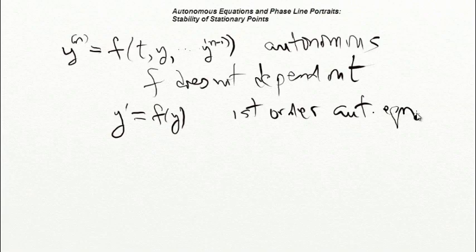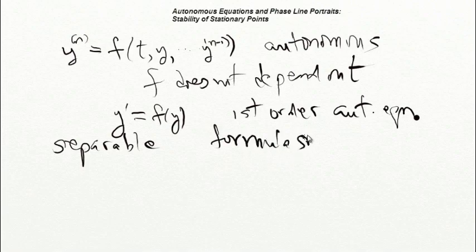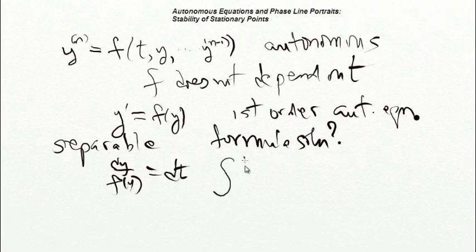Now, such an equation is obviously separable. There are no t's, so we can separate the variables. However, finding a formula solution may be problematic for two reasons. First of all, if you separate the variables, you get dy over f of y equals dt, and you're immediately confronted with the need to anti-differentiate 1 over f of y. And of course, depending upon the function f, this may or may not be possible.